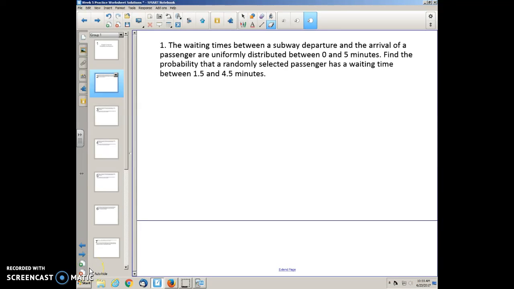The waiting times between a subway departure and the arrival of a passenger are uniformly distributed between 0 and 5 minutes. Find the probability that a randomly selected passenger has a waiting time between 1.5 and 4.5 minutes. So we want the probability that x is between 1.5 and 4.5.